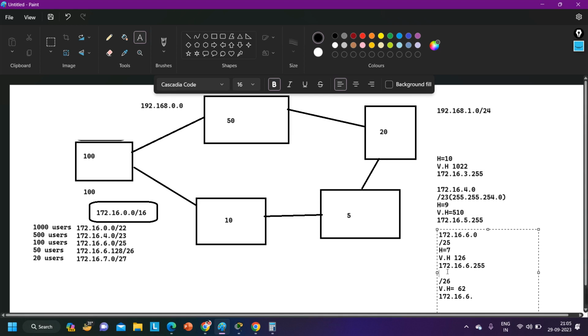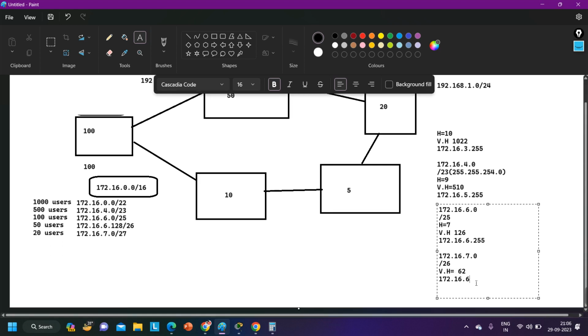That is 7 dot, I think. What will the block size be? Here the network is 172.16.6.128, and you add block size 64. So the block size will be 64. That means the last IP address of this second network is 63. Yes or no? Yes.